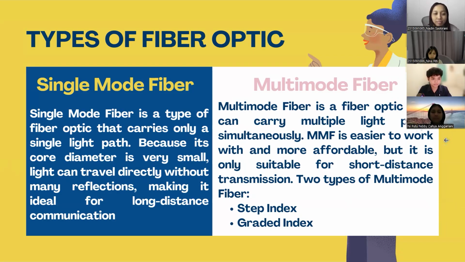Next, types of fiber optic. There are two main categories, single-mode fiber and multi-mode fiber. Single-mode fiber carries only a single light path through a very small core diameter, which allows light to travel with minimal reflections, making it ideal for long-distance communications. On the other hand, multi-mode fiber can carry multiple light paths simultaneously, making it easier to work with and more affordable. However, it's only suitable for short-distance transmission.